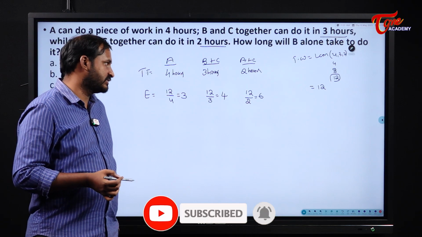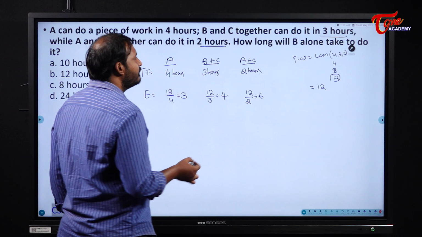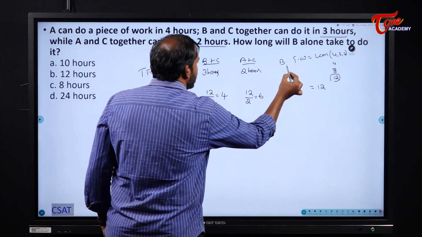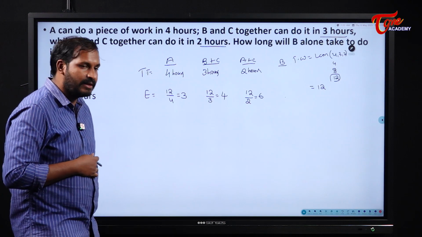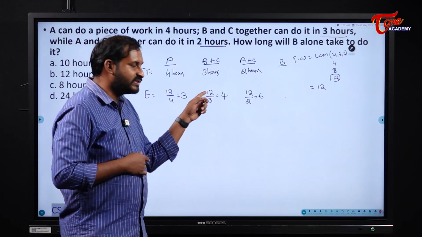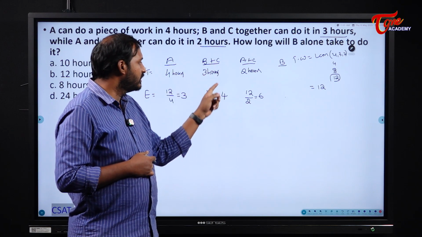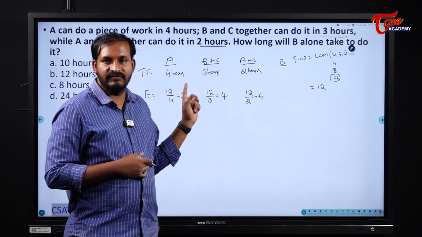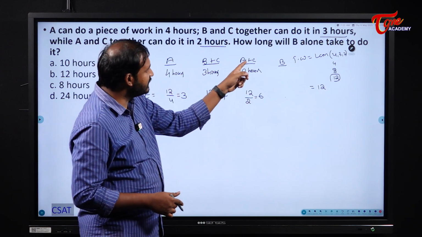Now please observe here, students. They are asking how long B alone will take to finish the work. If you know B's efficiency, you can easily tell the answer, right? Then how to find B's efficiency? Is there B's efficiency individually here? No, it is linked with C. If you know C, you can tell the efficiency of B. Is there C's efficiency directly? No, but it is linked here.